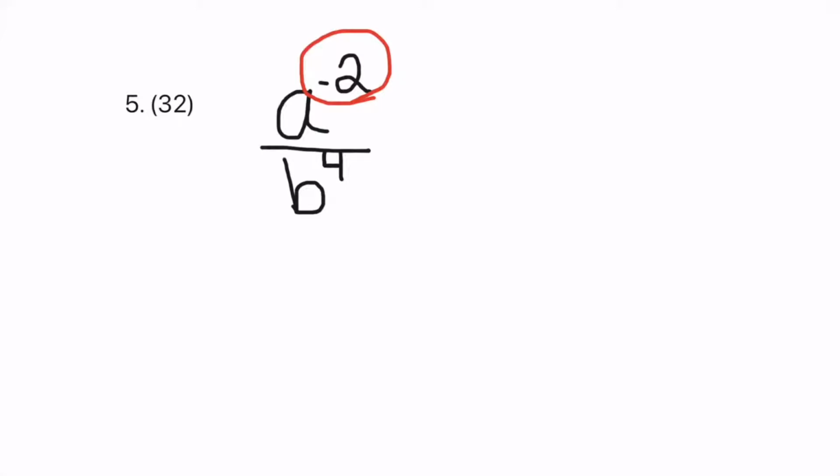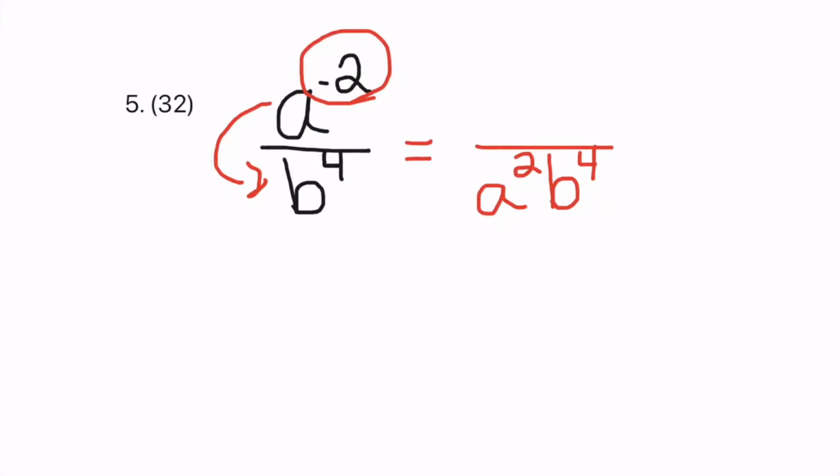So in this case, we're going to move this whole thing down to the bottom, and it'll make it a to the positive 2. So this now becomes a to the positive 2, and then we still have this b4 over here. We didn't have to move that. And so all that's left up at top is 1. Don't forget that you have that placeholder 1 up there.